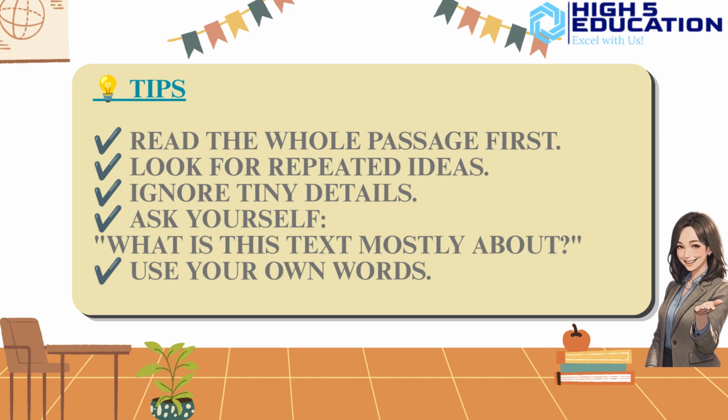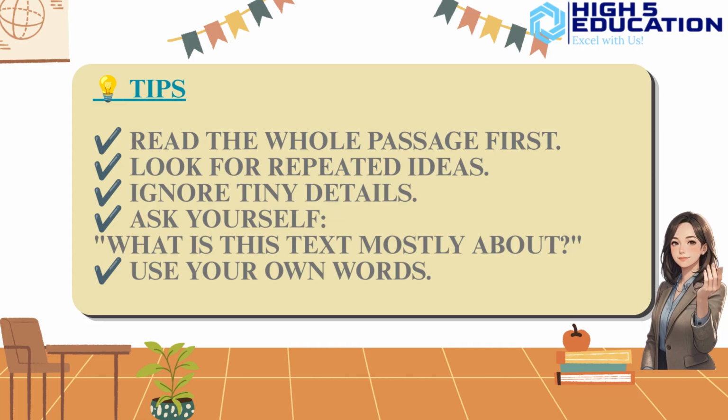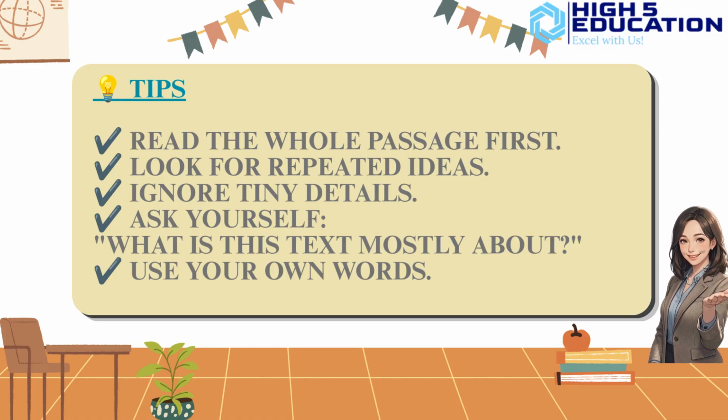Then, ignore tiny details. Small facts may be interesting, but they don't tell you what the entire passage is about. Always ask yourself, what is this text mostly about? This simple question will guide you to the main idea. Finally, use your own words when writing the main idea. Instead of copying sentences from the passage, explain the big idea in a clear and simple way. By following these tips, you'll become more confident at identifying the main idea and understanding what you read. Keep practicing, and you'll become an even stronger reader.